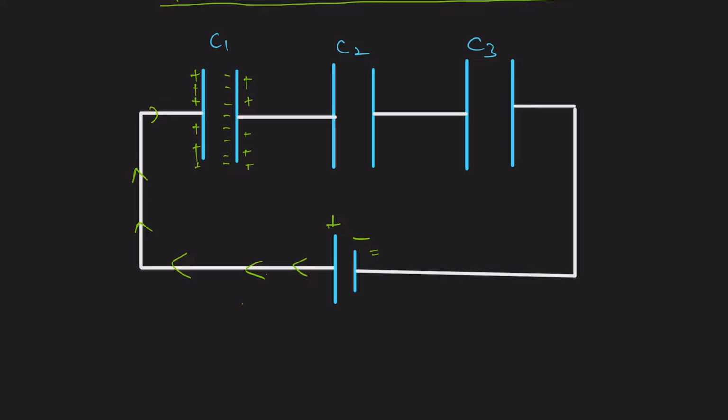So here positive charge is moving toward the C2 plate. Now positive charge is stored on this plate of capacitor C2. It attracts the electrons of the other plate towards this side. So the other side gets positive charge. So this positive charge again moves, attracted by the negative terminal.